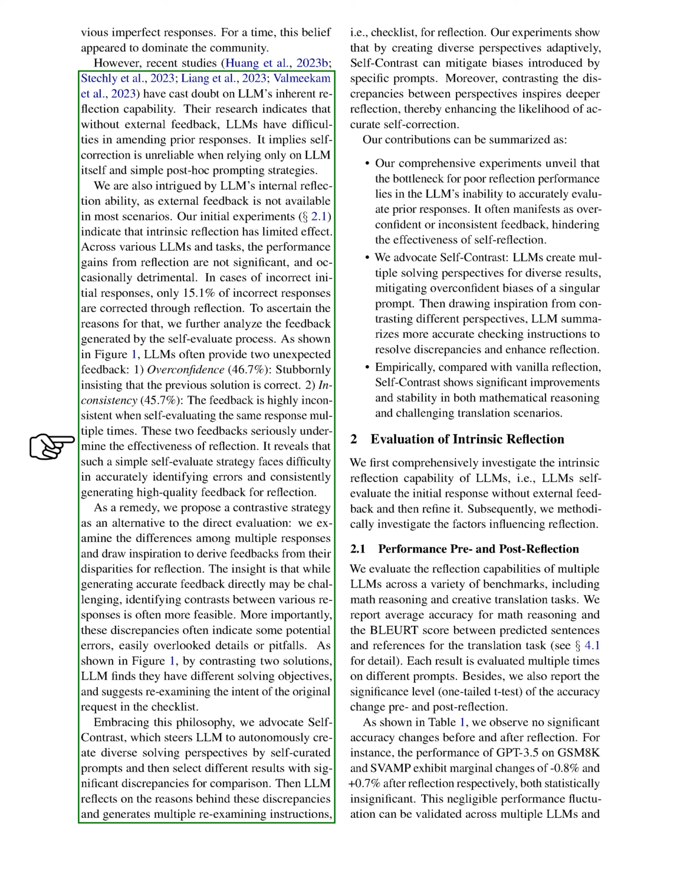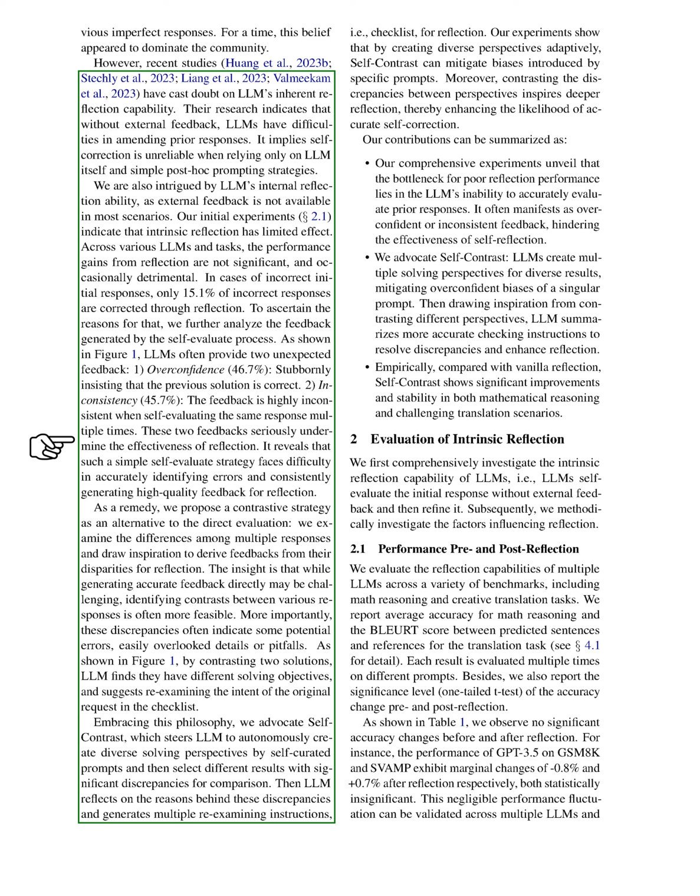We also noticed that the feedback generated by the self-evaluation process often led to overconfidence or inconsistency, which undermined the effectiveness of reflection. To address these issues, we propose a contrastive strategy. Instead of directly evaluating the responses, we examine the differences among multiple responses and use these differences to generate feedback for reflection. This approach is based on the idea that while generating accurate feedback directly may be challenging, identifying contrasts between various responses is often more feasible.